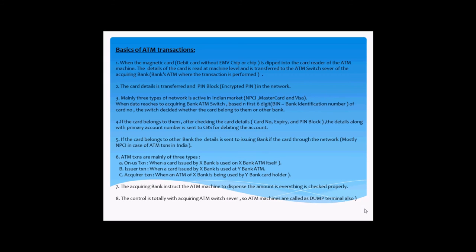I am starting with the basic ATM transaction flow. This ATM card or debit card is mainly of two types. The first is the magnetic card and the other is the EMV card. EMV stands for Europay Master Visa. The magnetic card has a magnetic strip on the back side of the card. That is a black stripe, so it is called the magnetic stripe card.